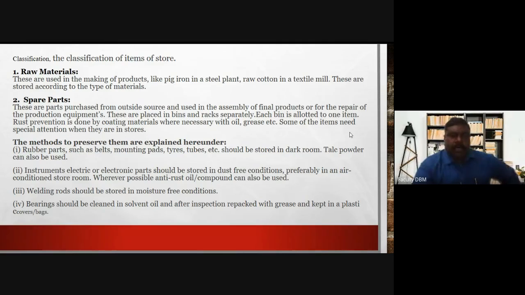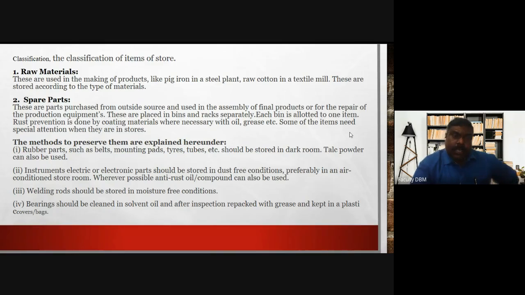Rubber parts such as belts, mounting pads, tubes, and tires should be stored in a dark room. Talc powder can be used. I think many people have two-wheelers. When you purchase a new tube or tire, you can see the talcum powder on it. Why? Because it keeps the tires and tubes from deteriorating, and they should be kept in a dark room to protect them from sunlight.